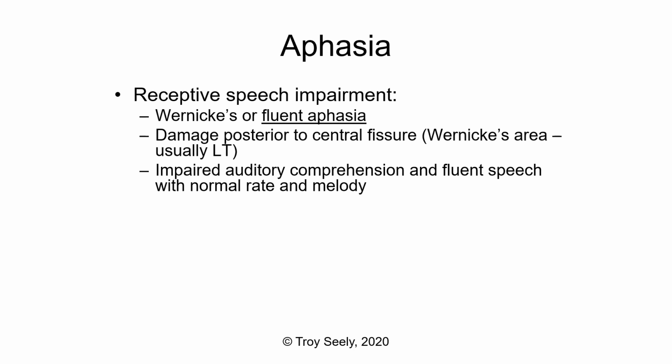There's a receptive speech impairment known as Wernicke's or fluent aphasia. That's where we have damage to the posterior central fissure, known as Wernicke's area, usually on the left side. It involves impaired auditory comprehension and fluent speech with normal rate and melody. What we mean by that is an individual will be able to speak at a rate that would be deemed normal, but their ability to generate speech based on auditory comprehension will be broken.